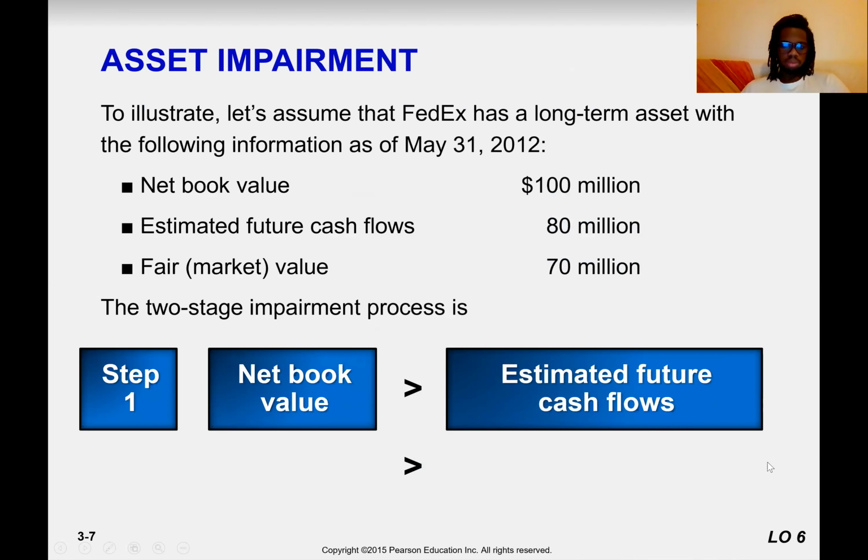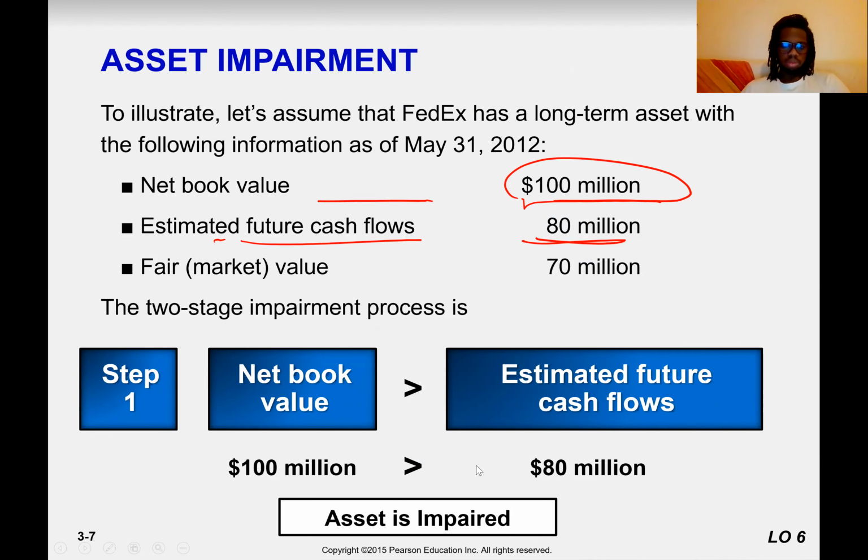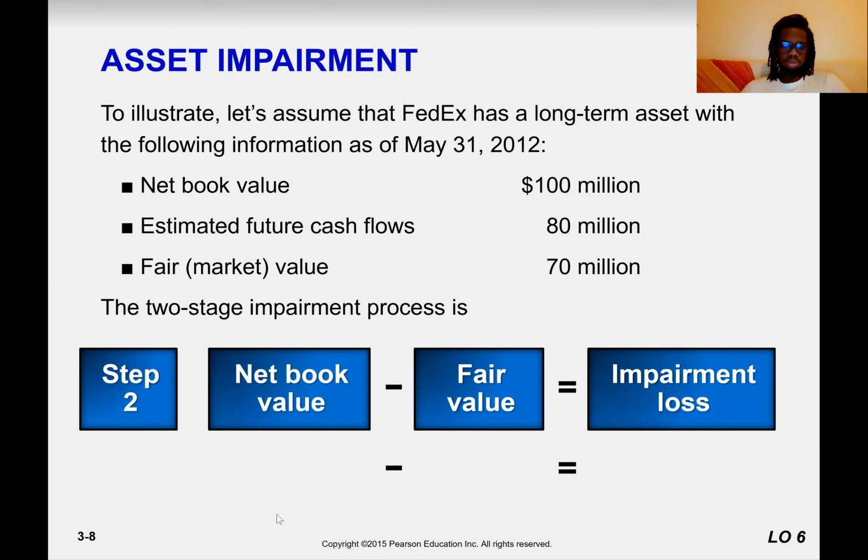If you don't understand that, we have an example here to help you understand what we mean by impairment. To illustrate, let's assume that FedEx has long-term assets with the following information as of May 31st, 2012. The net book value is $100 million. Estimated future cash flows that the company will receive from this asset are $80 million, but right now the book value is 100. So the first step verifies, yes, step 1 completed. Why? Because net book value is greater than $80 million. So it means it has to be impaired. Whether this is a mine, a patent, a trademark, goodwill, or whatsoever, the asset is impaired, right? Now, what is the value of the asset?